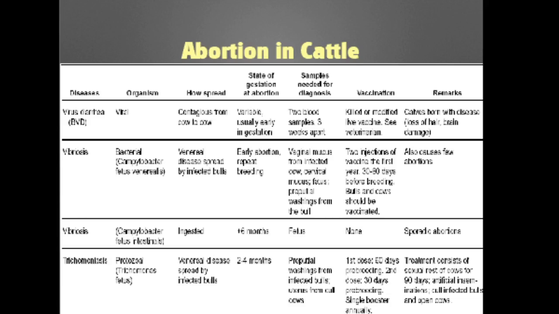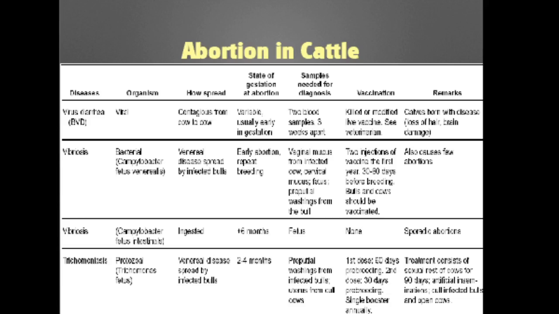Okay. Next disease we have is trichomoniasis. It's of protozoal origin, and it's a venereal disease spread via the sexual act. Abortion occurs in gestation that's within 2 to 4 months. What we collect are preputial washings from infected bulls, also the uterus from cows that have been culled. For vaccination, the first dose would be 60 days pre-breeding, the second dose at 30 days pre-breeding, and then we provide a single booster annually.